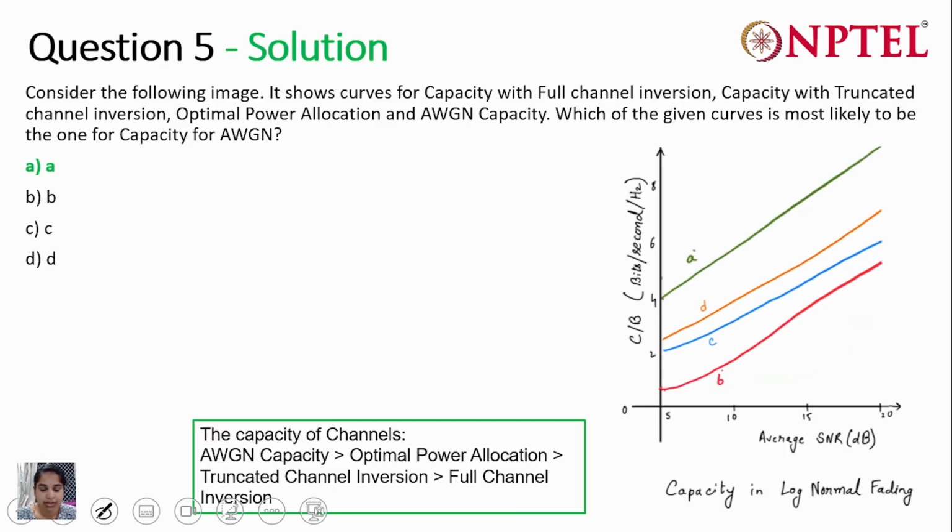So generally it goes like this. First, the capacity in AWGN channel, then the one with optimum power allocation, then with truncated channel inversion, and then with full channel inversion.